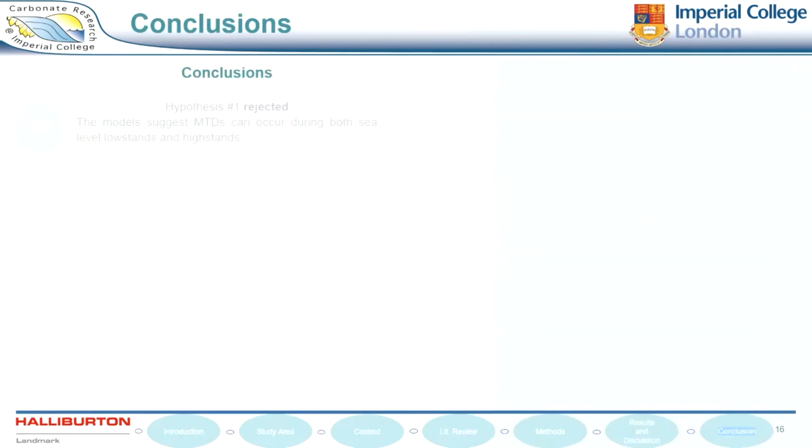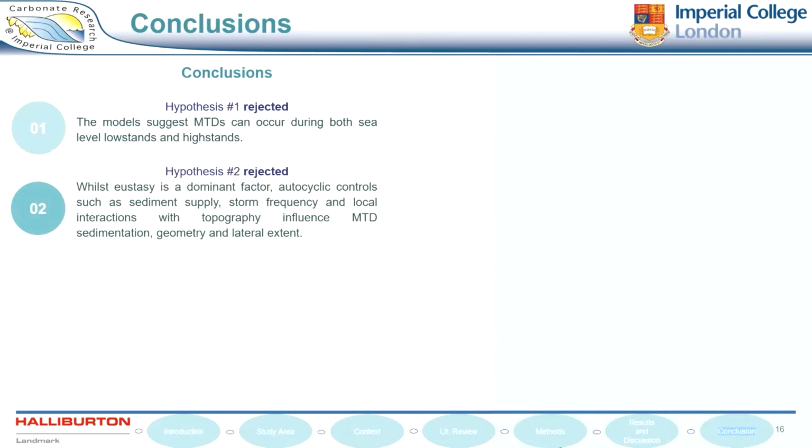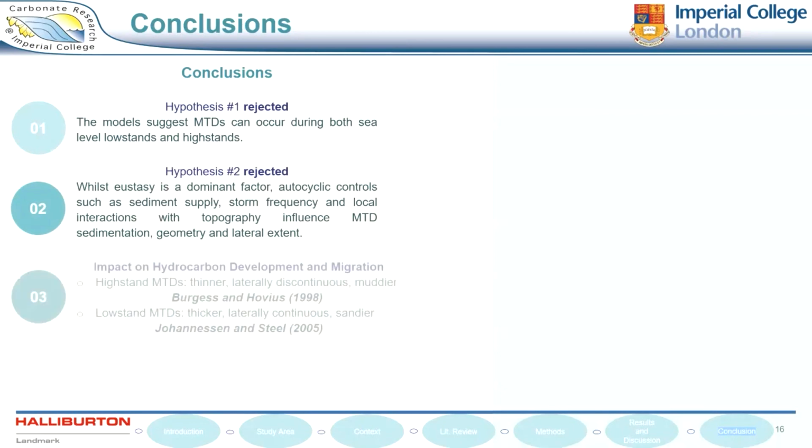So, conclusions. We can reject the first hypothesis. Therefore, models suggest that the MTDs can occur during both sea level low stands and high stands. And we can see that MTDs are occurring across the full eustatic cycle. Furthermore, we can reject the second hypothesis. Whilst UCC is a dominant factor, its allocyclic controls such as sediment supply, storm frequency, and local interactions with topography, which we can see through the following models, influence the MTD sedimentation, geometry, and lateral extent.